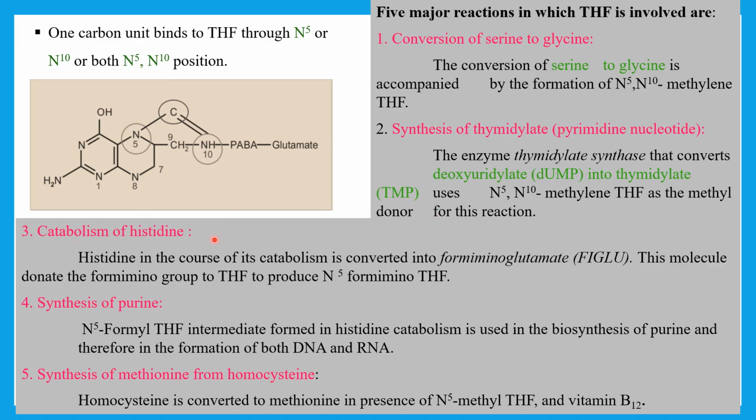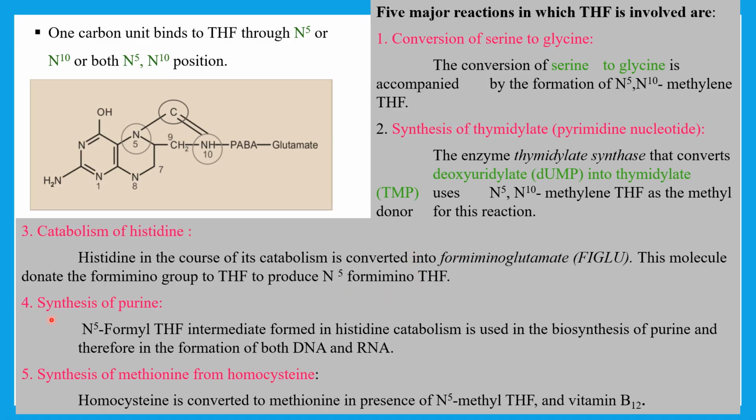Then catabolism of histidine. You will see in a subsequent slide how histidine is converted into glutamate. In the course of its conversion, it is converted into formimino-glutamate, and this molecule donates the formimino group to tetrahydrofolate to produce N5-formimino tetrahydrofolate.